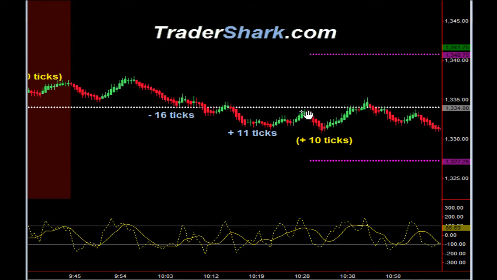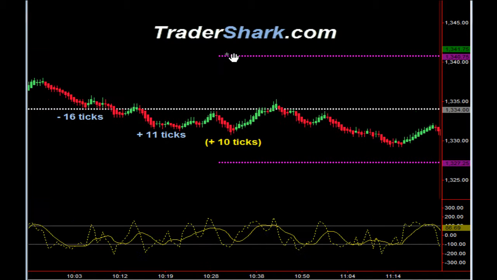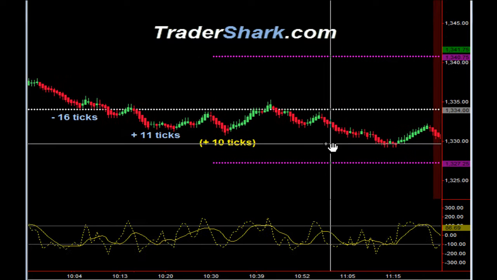We then had a pullback to our moving average, also to the opening price, to short for 10 more ticks, target 1 and target 2, for a total of 10 ticks. I'm not counting this one either because the pullback to the moving average we don't count in our basic trading plan. The magenta lines are the hourly range high and hourly range low. Market continued to consolidate within the opening range around the opening price for most of the morning.